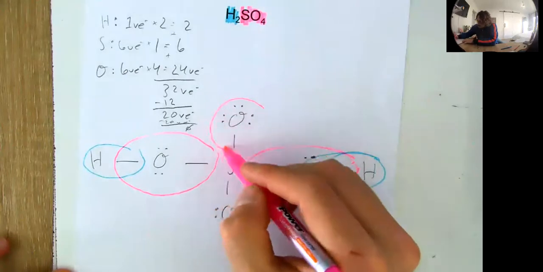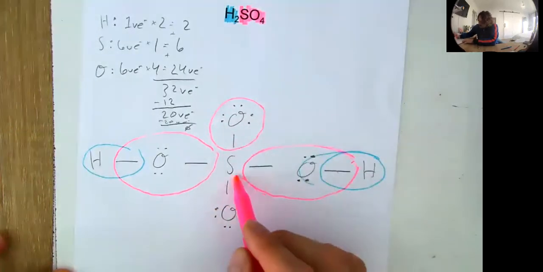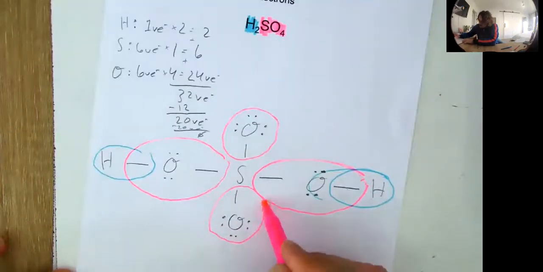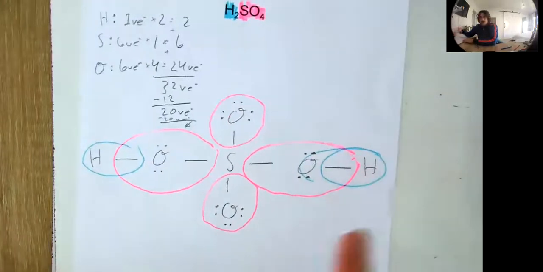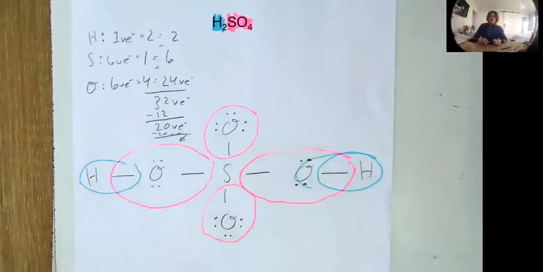So on this one, you can see I had to draw extra on these oxygens right here. So that's all the valence electrons that we could draw, and this is the answer to this molecule. This is the Lewis structure for this molecule.